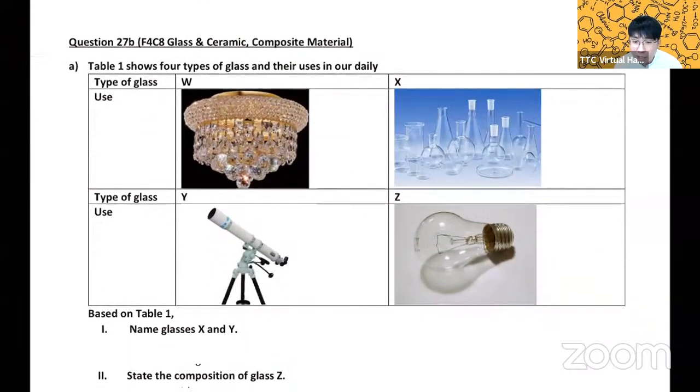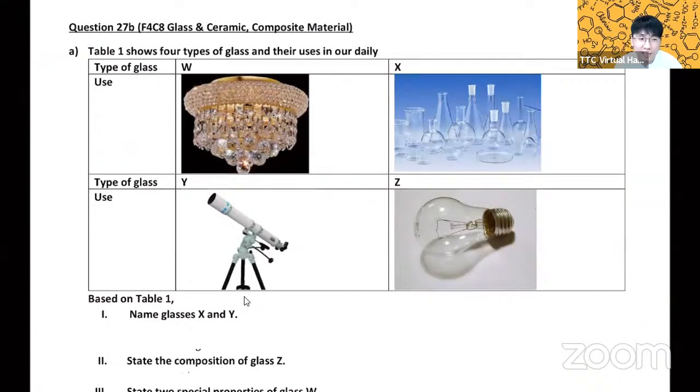Okay, so can you name X and Y? X is the one that we use in your laboratory glassware. So usually to make laboratory glassware, you want some special properties, such as what? Someone says soda lime, someone says borosilicate. I would say the more accurate one should be borosilicate. Why? Because when you talk about science lab apparatus, sometimes you have to heat it, you have to cool it, right? So glass that has higher resistance to temperature change should be your borosilicate glass.